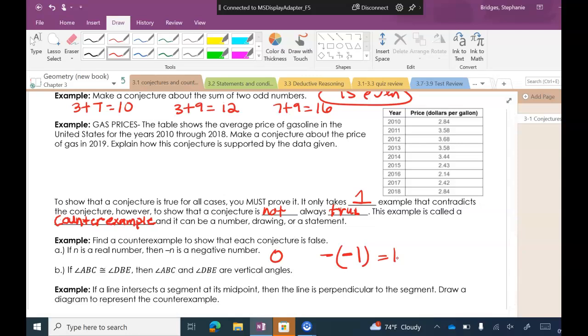Just because you give a counterexample doesn't mean there's only one correct answer. There are multiple correct answers.